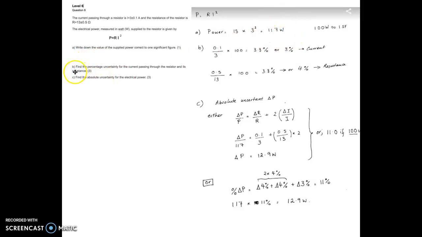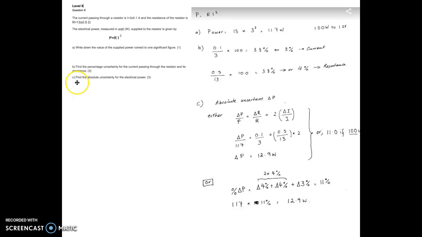Part B, find the percentage uncertainty for the current. So we take the current, which is 3 plus or minus 0.1, and the resistance. So this is our current, 0.1 over 3 times 100, which gives us a percentage of 3.3%, or to one significant figure, 3. And for the resistance, the same. Here's the resistance, 0.5 divided by 13 times 100 gives us 3.8 or 4%.